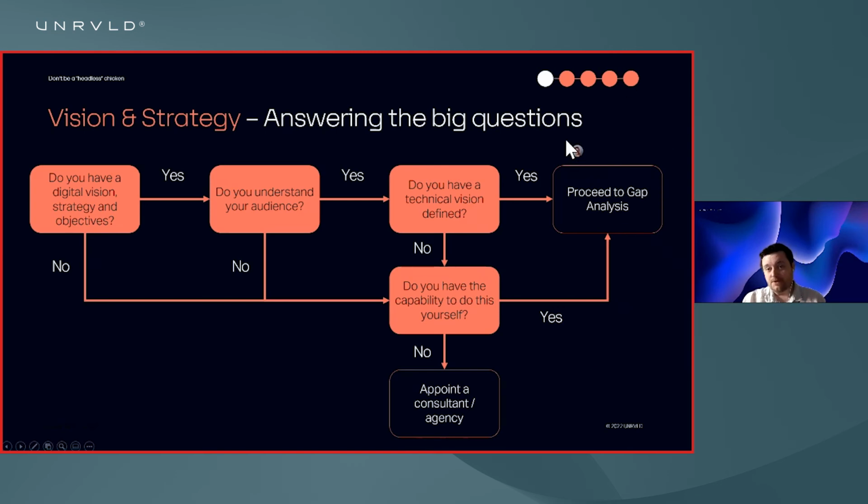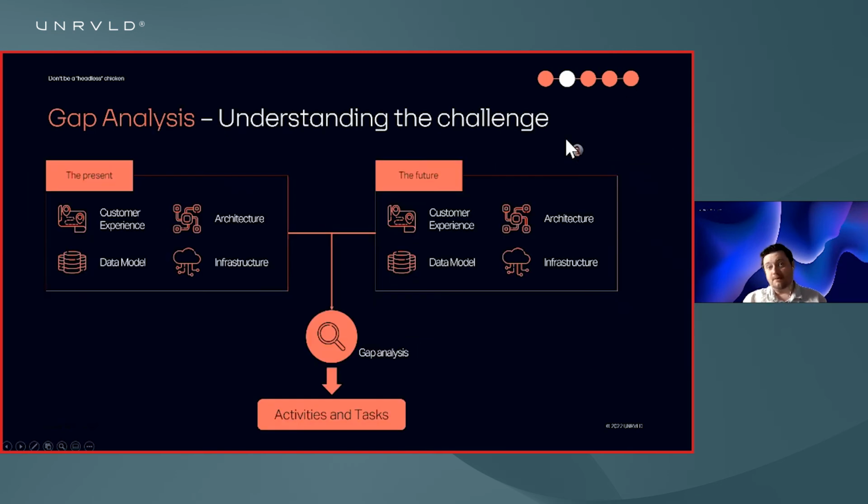Once you've done that, it's then about the gap analysis. From all your information, you'll understand where you are right now from all the different perspectives: the customer experience, the architecture, the data model, and the infrastructure. Your vision will tell you what the future should be. And that's a really clear distinction on should, because things can change. So it's being very clear that it's the possible direction you're heading in, and then looking at what the gap is in between.